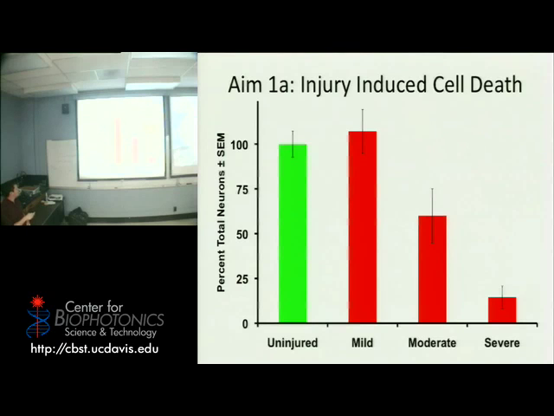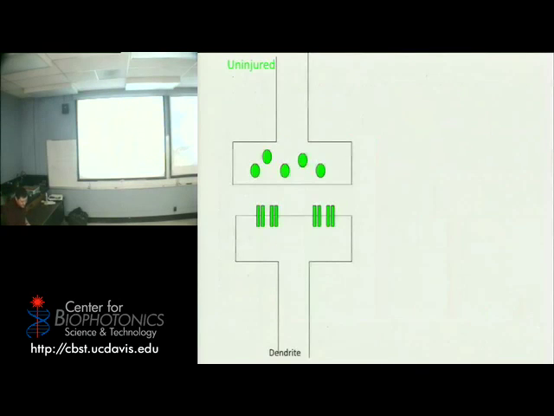What you can see is when I just do a small stretch, there are the same number of cells in the mild and control. When the stretch is moderate, there's almost a 50% reduction in the number of cells in a well. And when the stretch is severe, there's less than a quarter. So I know I can kill cells, and this is how I can quantify them. Okay, so that's part one. Okay, go ahead.